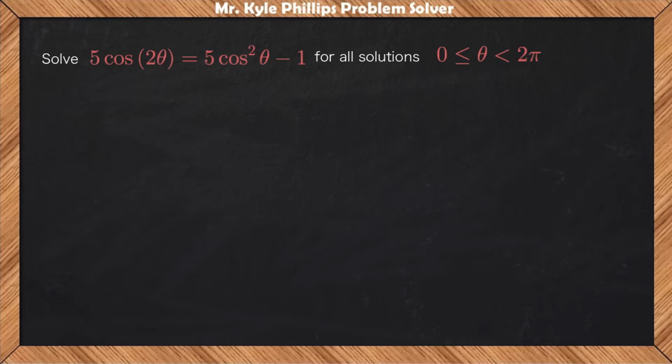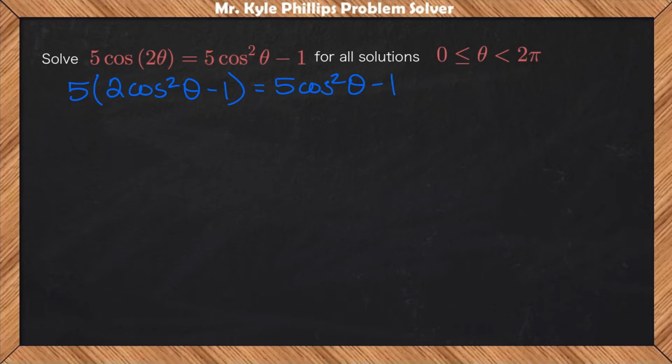So the first thing that's an issue with this equation is this cosine 2 theta. So I'm going to use one of my double angle identities to reduce this. Now, one thing you want to make sure you know: with cosine 2 theta, there are 3 variations. I want to make sure I pick the variation that uses cosine squared because of this cosine squared. So here, I'm going to say that this is going to be 5 times 2 cosine squared theta minus 1 equals 5 cosine squared theta minus 1.